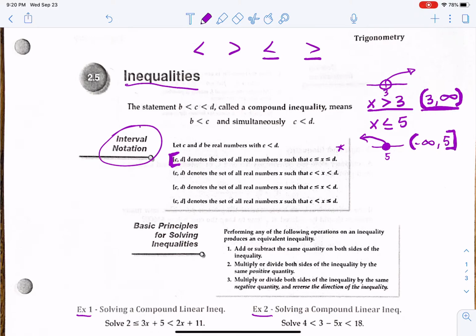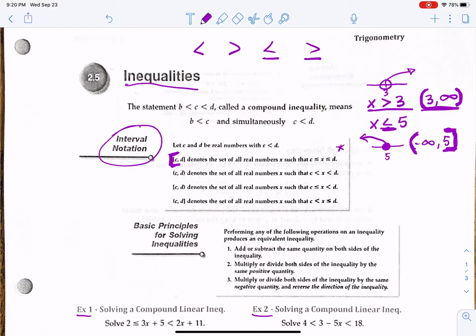Okay, so the way that I can remember that a bracket goes around an equal to sign is because it has these horizontal lines on the bracket, and an equal to symbol has a horizontal line as well. So if it's equal to, you'll have a bracket. If it's not equal to, you'll have a parenthesis. If it's an infinity, you will always have a parenthesis.